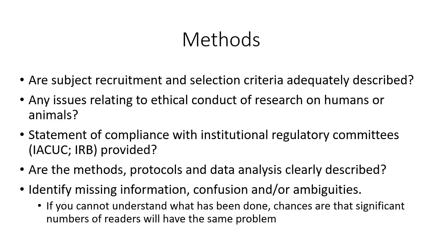You should identify missing information or aspects of the description of the methods that are confusing or ambiguous. It's a rule of thumb that if you can't understand what is being explained in the methods, chances are that significant numbers of readers will have the same problem. So you should ask the authors to address your confusion about the description of the methods.